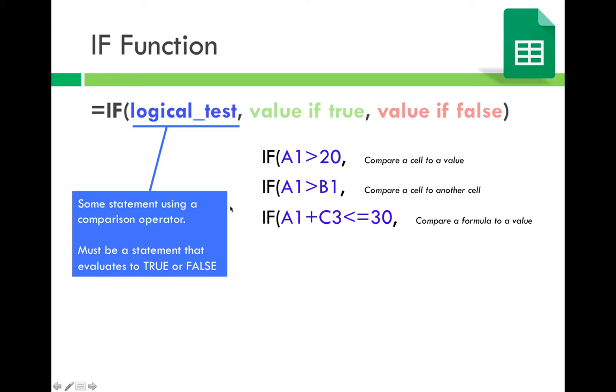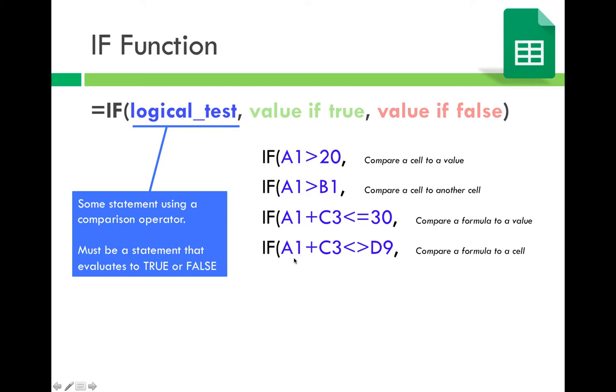Here's where we're going to start to be a little bit more complicated. You could, as part of the logical test, write a larger formula calculation and ask if the entire calculation is greater than or less than a number. In this case, the formula is actually going to add together the value in A1 and C3. If the sum of those two numbers is less than or equal to 30, there's the comparison. Is the sum of these two numbers less than or equal to 30? So you could actually compare a formula to a value.